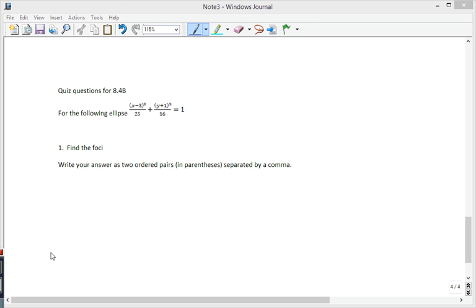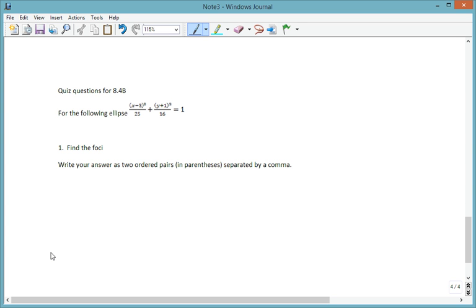Okay, here's your quiz question. There's just one. I give you this thing. So in order to find the foci, you're probably going to have to sketch a graph and find a, b, and c, right? So find a, b, and c, and then write the foci down as an ordered pair.